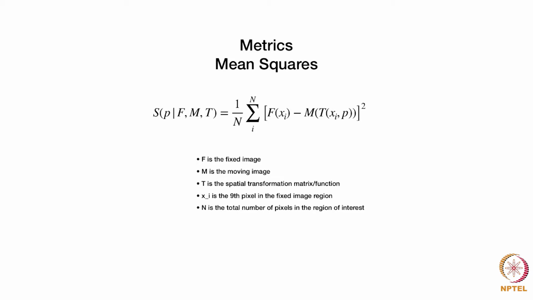Hello and welcome back. In this video we're going to look at some of the metrics that are optimized in order to estimate the parameters of the transformation. In the last video we saw a few simple transformations that are typically applied, for instance translations and rotations. We also looked at the affine transform, which had an n cross n matrix along with the translation.